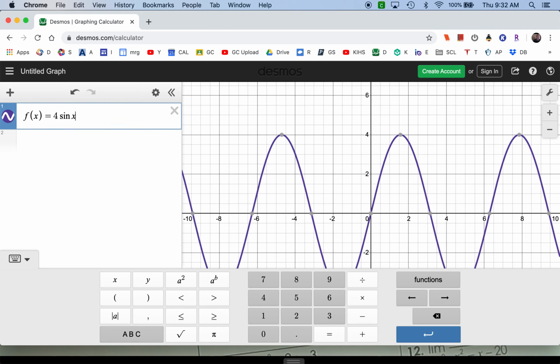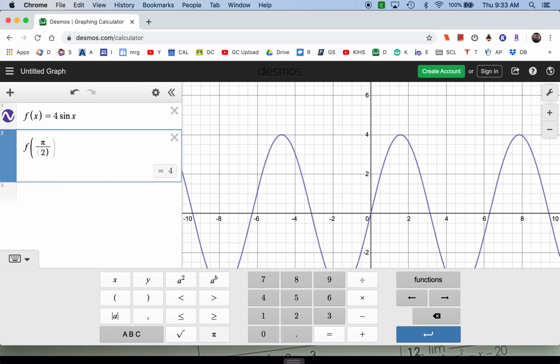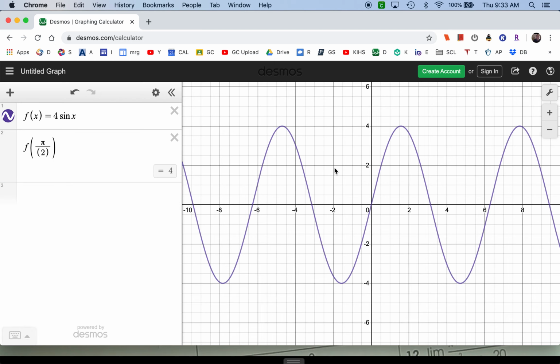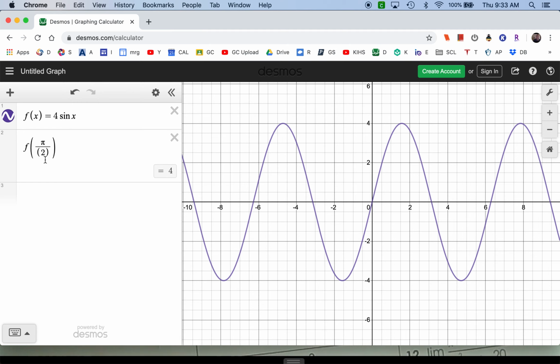And I'm looking at pi over 2. So again, it's a little trickier here. So when it's a radian like that, pi over 2, I'm just going to type it in. So at pi over 2, what's the y value, or is it undefined? I want you to notice that this wave is continuous. There's no asymptotes for a sine. And at pi over 2, the y value in this case is 4. Done. That's the limit.